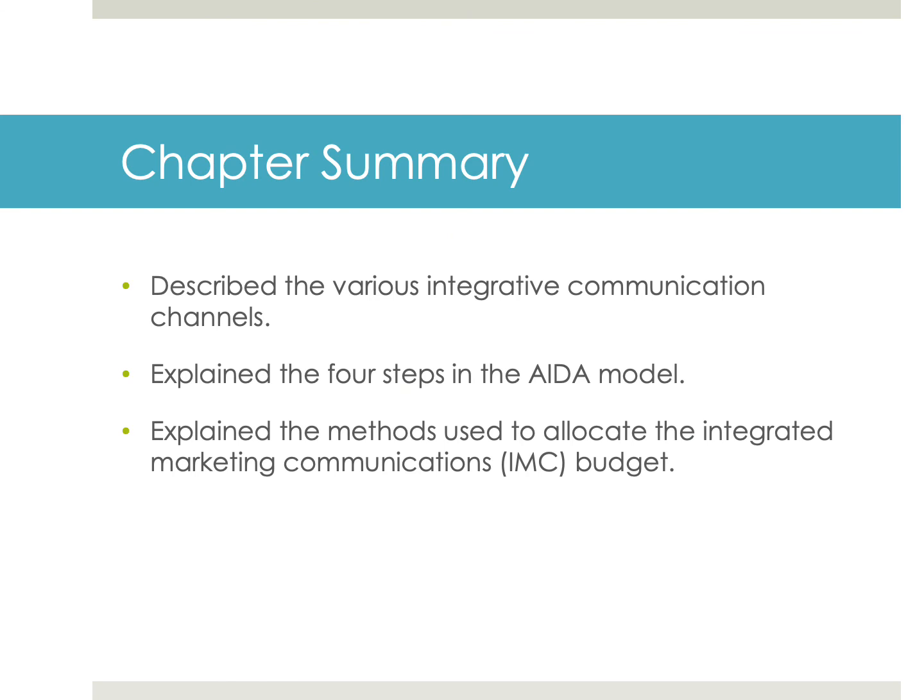Let's review what we have covered in this chapter. I described the various integrative communication channels. I described the IMC tools, and I told you that there are 5 tools: advertising, public relations, direct marketing, personal selling, and sales promotion. I explained the 4 steps in the AIDA model: awareness, interest, desire, and action. And I explained the methods used to allocate the integrated marketing communications budget.